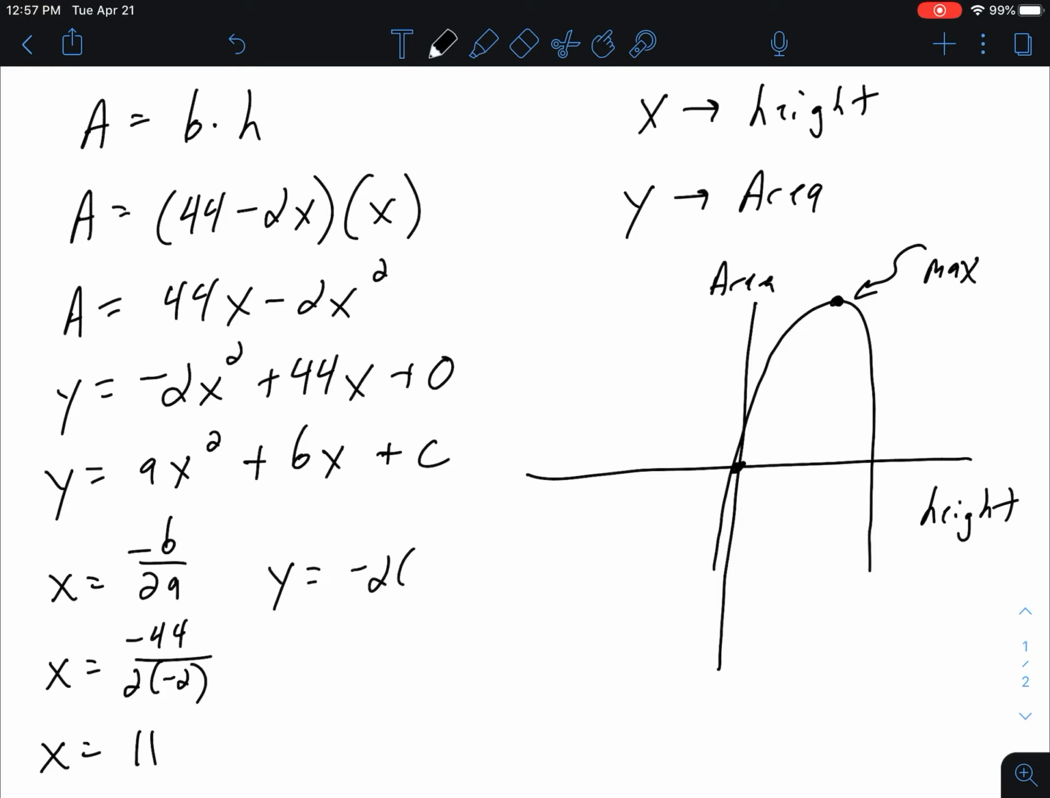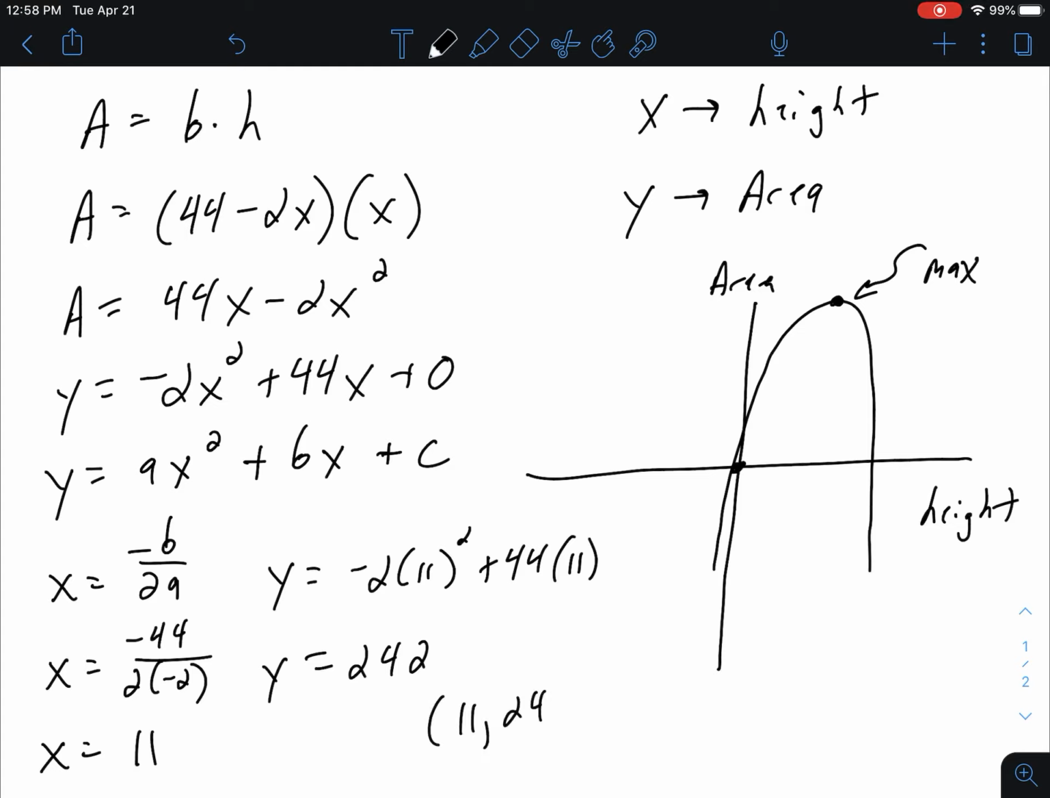And then, as you know, you plug that back in. This is something you can do on the calculator because obviously the numbers here are going to get a little big. But you can work with that right there. So 11 squared is 121 times a negative 2 plus 44 times 11. And that is going to give you 242.